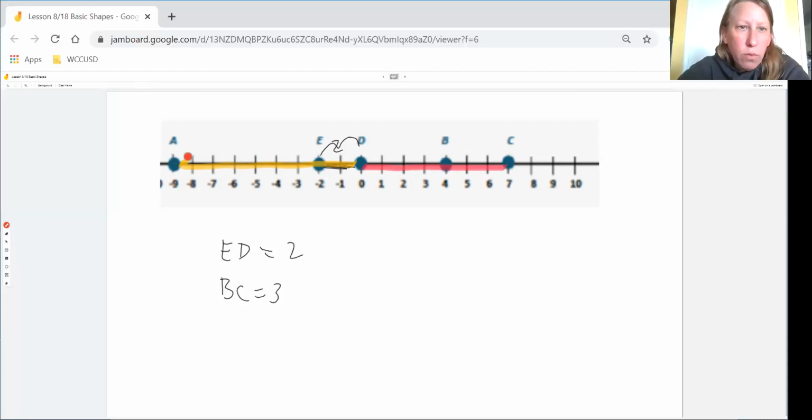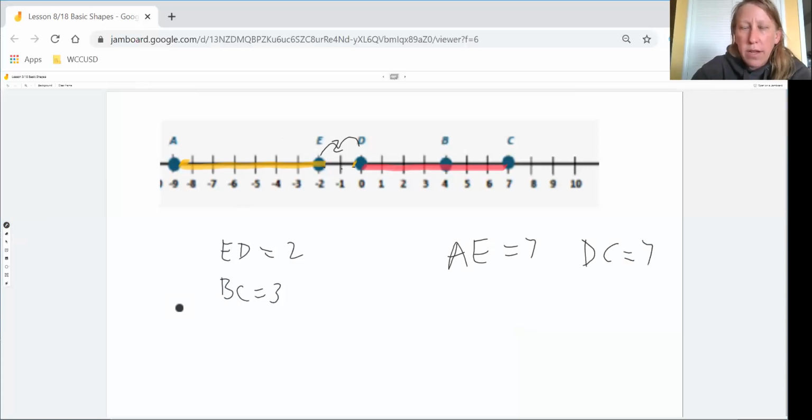It takes 7: 1, 2, 3, 4, 5, 6, 7. Oops, I went too far. I have to erase some of that. Okay, that's 7 long there, and that's 7 long there. So another thing we can do with line segments is compare them. And the comparison here is that line segment AE is 7, and line segment DC is also 7.